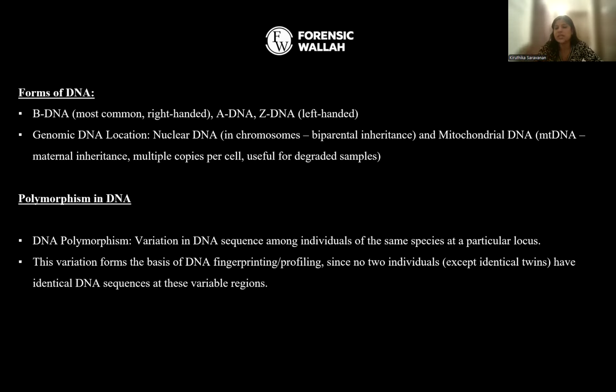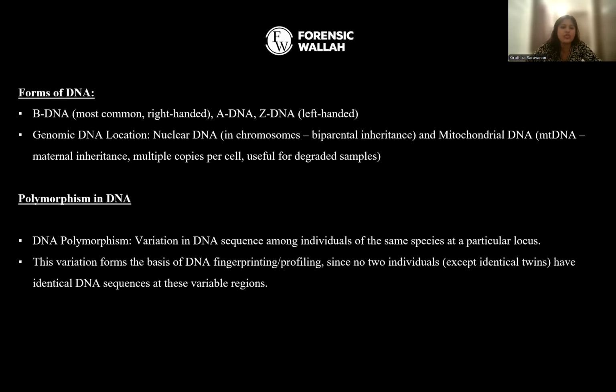In case of degraded biological samples, especially hair, it is a very good source. The follicular tag of hair is a very good source for DNA, especially maternal or mitochondrial DNA. So different forms of DNA are helpful in extracting from biological evidences.